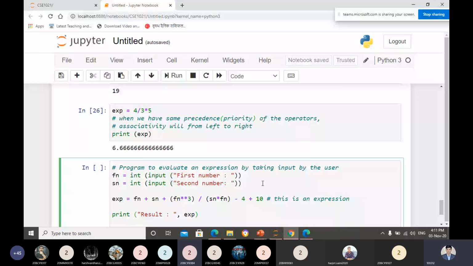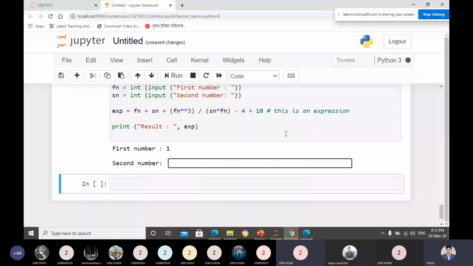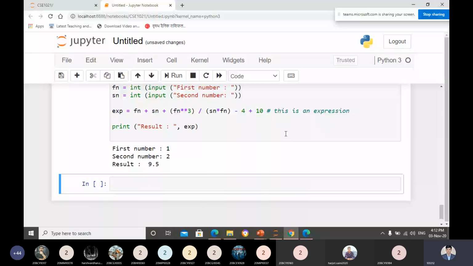Okay, so I'm running. It will ask the first number. Please tell me the first number. So 1. Second number. 2. So result is 9.5. You can check it over here.